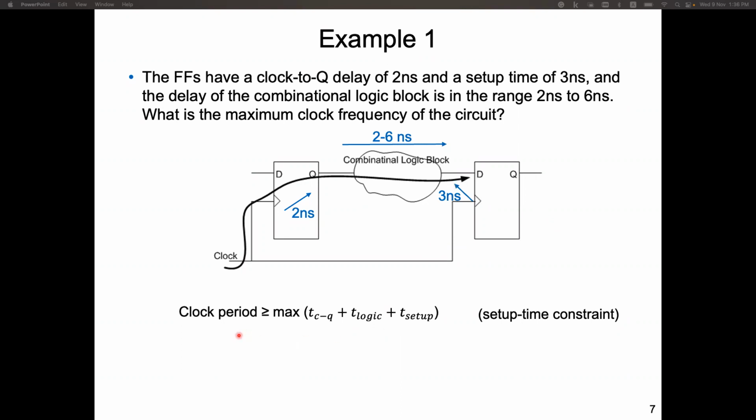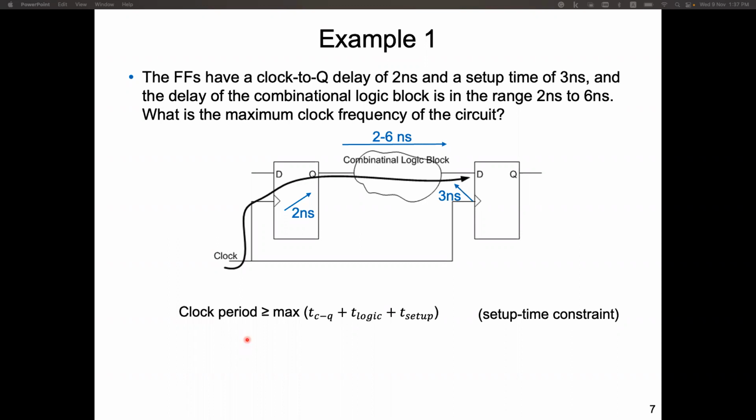We can write this equation. The clock period should be longer than the maximum value of the sum of these 3 elements: clock to Q delay, 2 nanoseconds, logic block delay, and the setup time. So the clock period should be longer than the maximum value of this sum. Otherwise, the setup time may be violated in some cases.